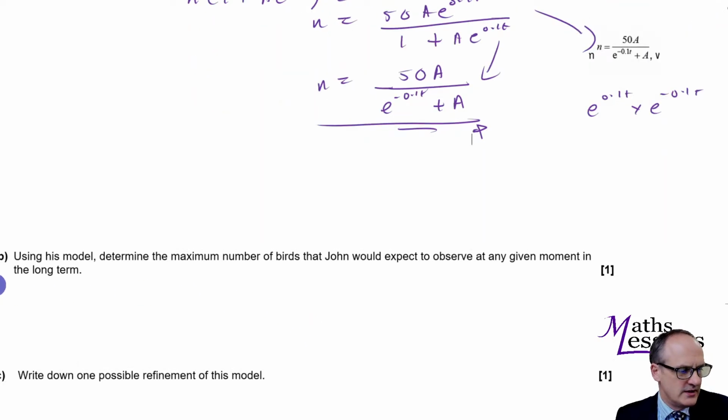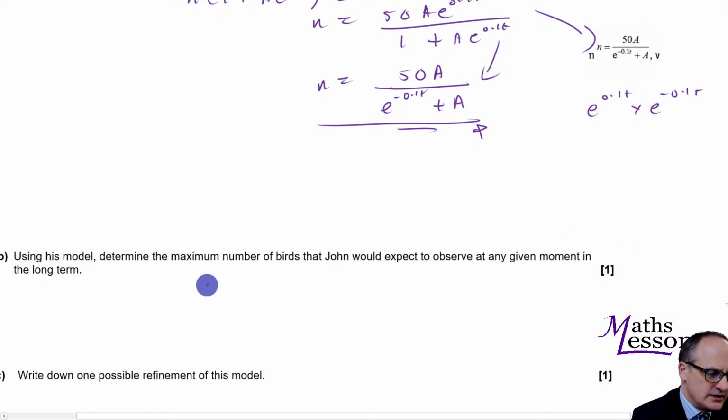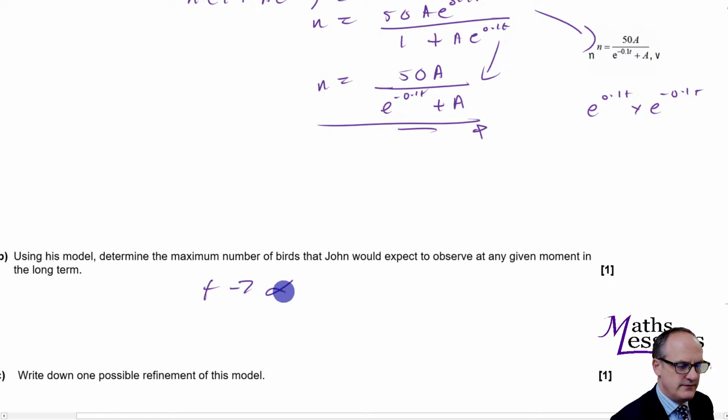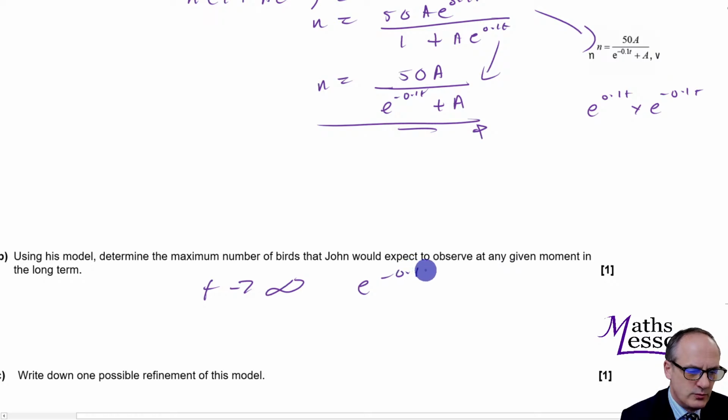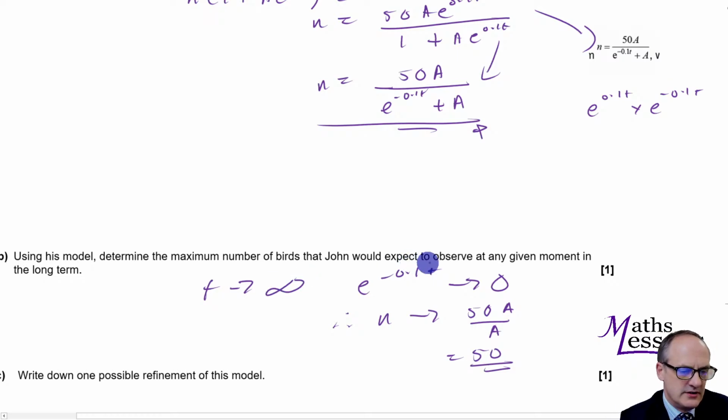Now, using this model, determine the maximum number of birds that John would expect to observe at any given moment in the long term. So as t tends to infinity, this is going to tend to 0. E to the minus 0.1t will tend to 0. So if this tends to 0, therefore n is going to tend to 50a over a, which is just equal to 50. So the maximum number of birds John is expected to observe at any given moment in the long term is going to be 50.